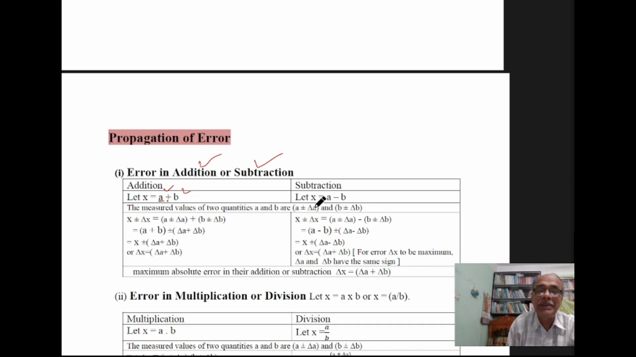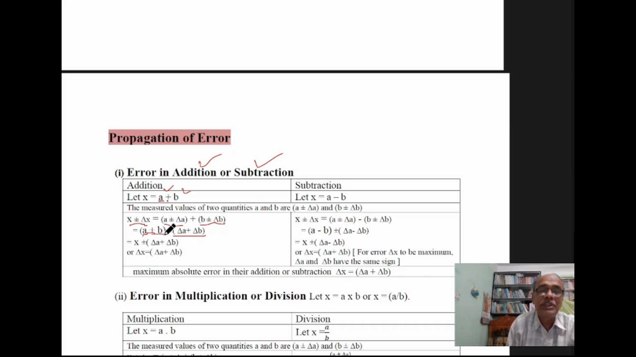Error may be negative, may be positive. So obviously B will be B plus minus delta B. Now we replace this term in AB, then what will be then? X plus minus delta X equal to A plus minus delta A plus B plus minus delta B. If we simplify that, it equals A plus B, plus minus, taking the common, delta A plus delta B.